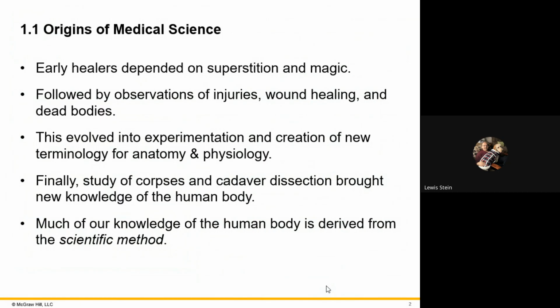PowerPoints are not subject to editorial review. Since they're not subject to editorial review, they're not the same as a textbook or a scientific article. Now, if you came to me and said, you mentioned this on the PowerPoint, and I got this question, I'm willing to discuss it with you. Not all instructors are.